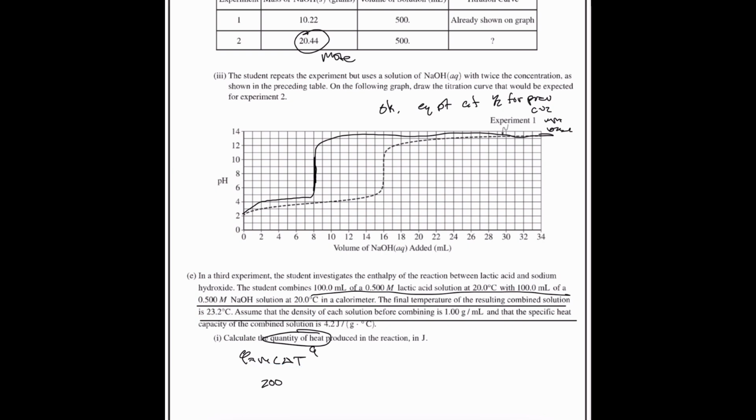Yo, write the G. What are you doing? Times the C, the specific heat capacity, right? So that's 4.2 joules per gram times degrees Celsius. Yo, I definitely spaced out. Okay, now you're actually writing. And then just times the change in temperature, which is 23.2 minus 20.